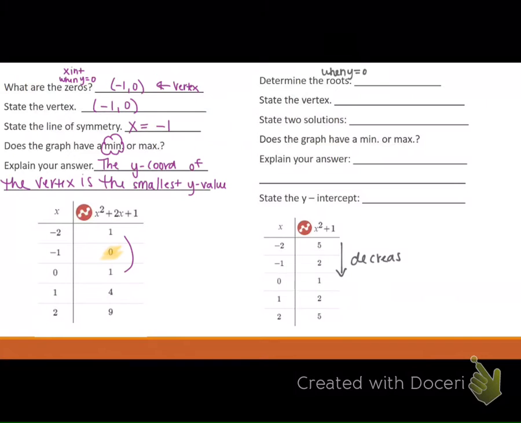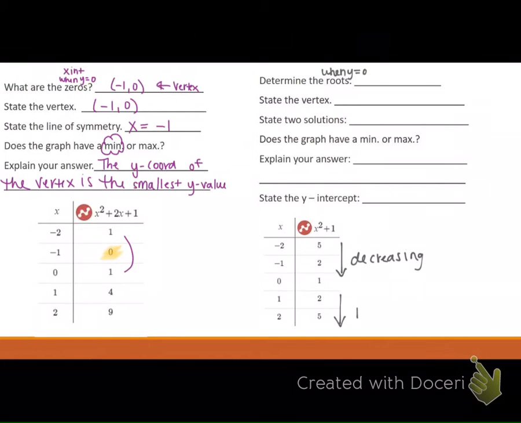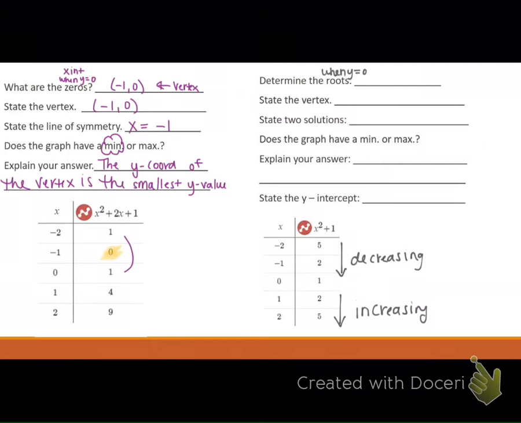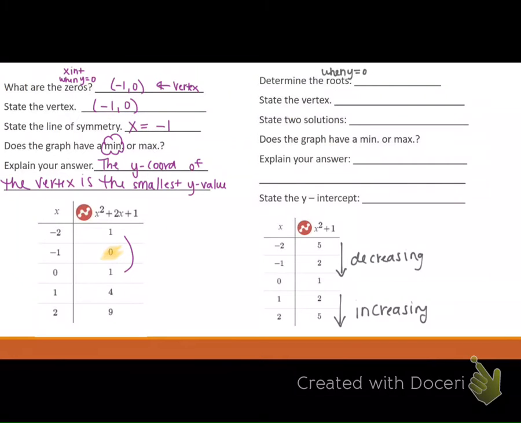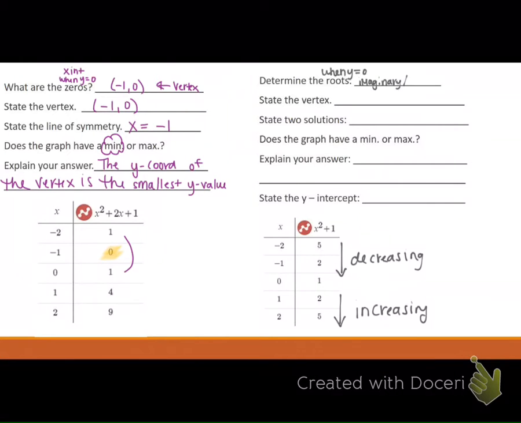Do you guys see that? Going away from the vertex, it is increasing. So will it ever decrease past 1? No. So will we ever have roots then? No. So what do we call it then? Imaginary, or no real roots.